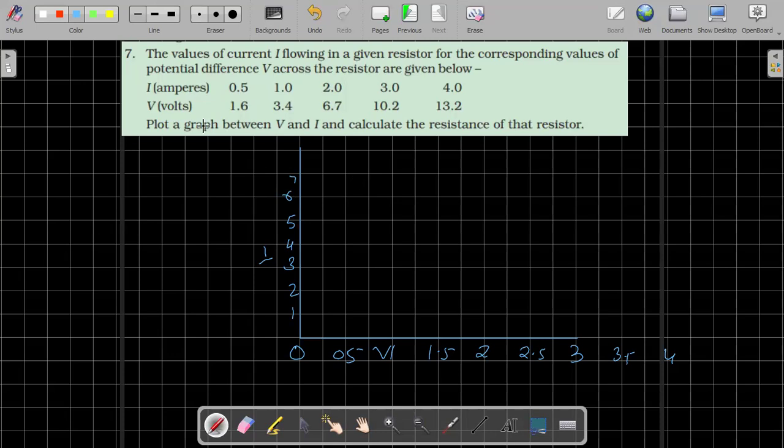So I think now you can plot a graph. It is 0.5 and 1.6. So it will be somewhere in between this. Second one is 1.0 and 3.4. So this is 1.0, you take 3.4. The next one, 1.5, you don't have to take up to 2 and 6.7. So at 2, it's 6.7.